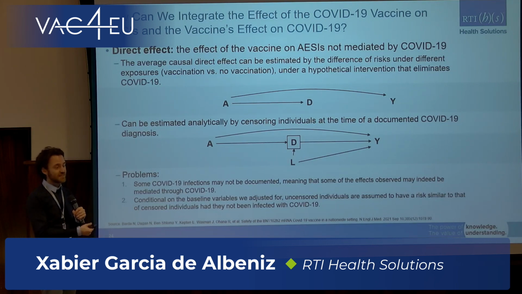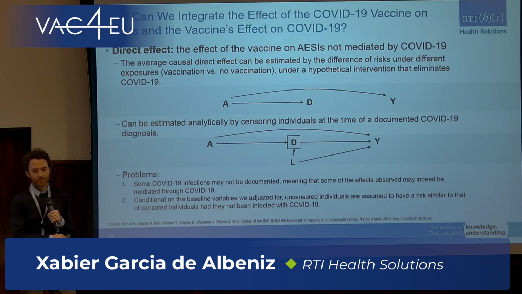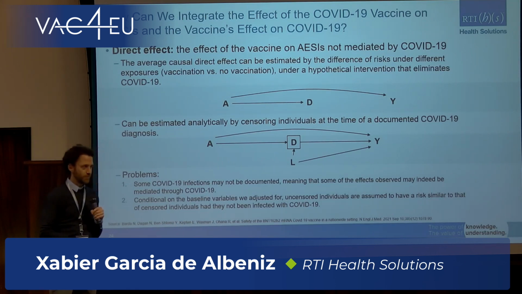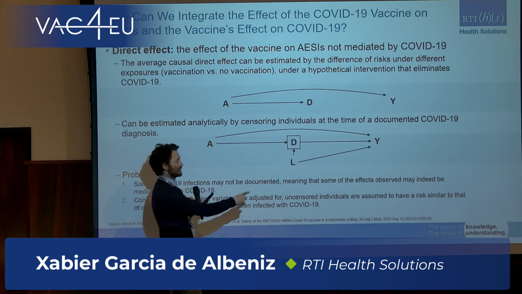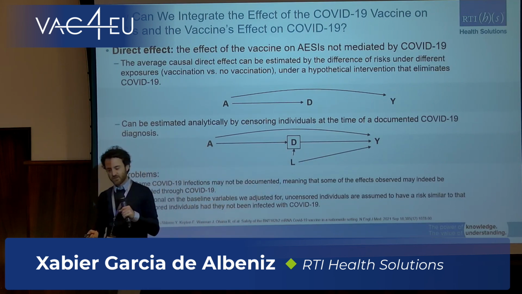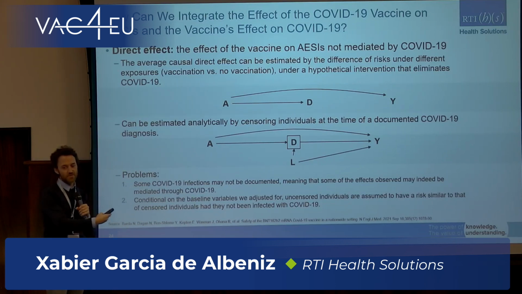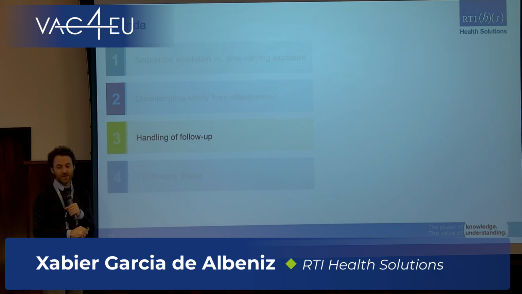And you will see that in some of the papers out there. That's why they censor when they have a COVID infection. You have to do additional assumptions to justify that there is no bias, because what did we say about colliders before? D is a collider, we're conditioning on a collider. So you can introduce selection bias, or you have to make additional assumptions to justify that you are identifying the direct effect. Okay, handling of follow-up.